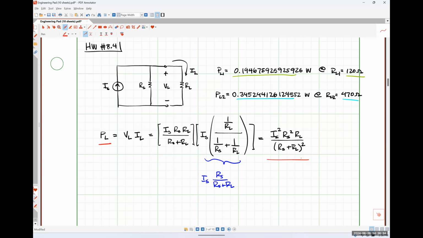Do you want me to set that up in MathCAD, or are you good, Austin? No, that's okay. I realized I set it up wrong the first time.